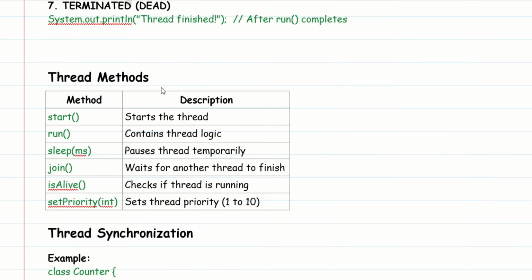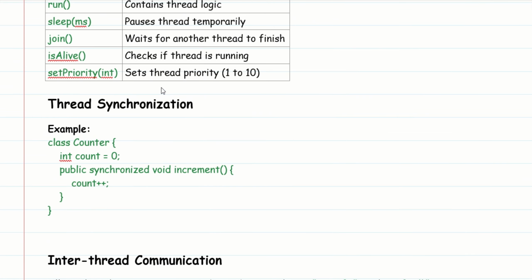Then we have a concept called thread synchronization. So, what if multiple threads access the same data? You could get unexpected results, which causes a race condition. So to prevent this, Java provides synchronization. Thread synchronization is a mechanism to control the access of multiple threads to shared resources.